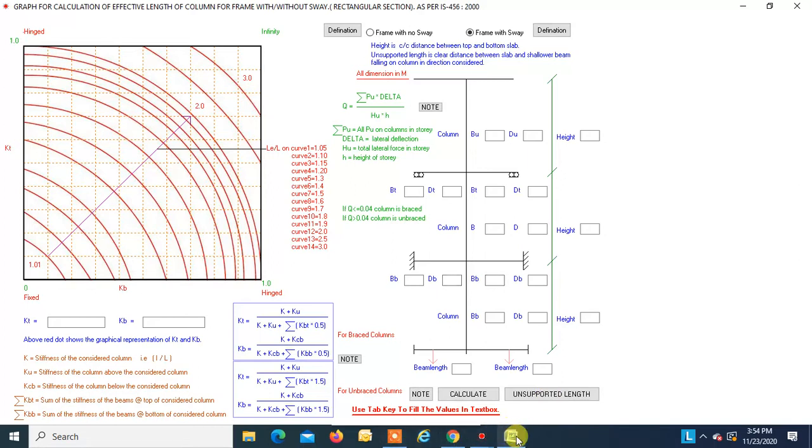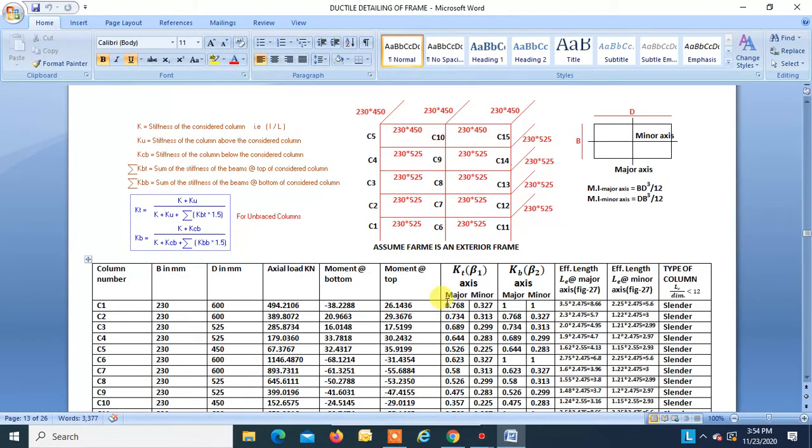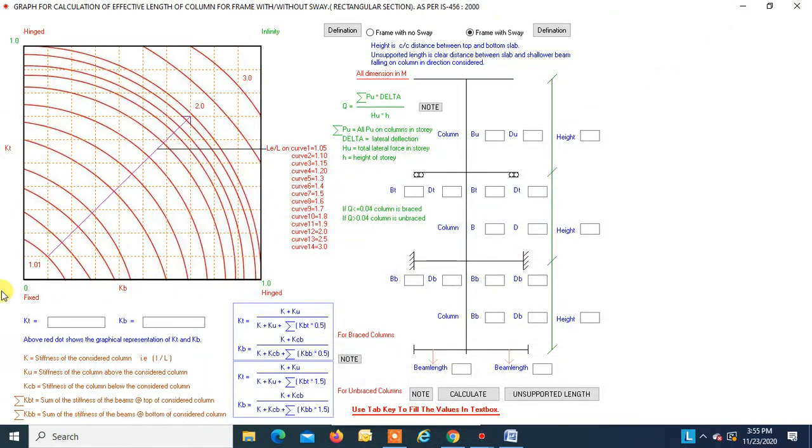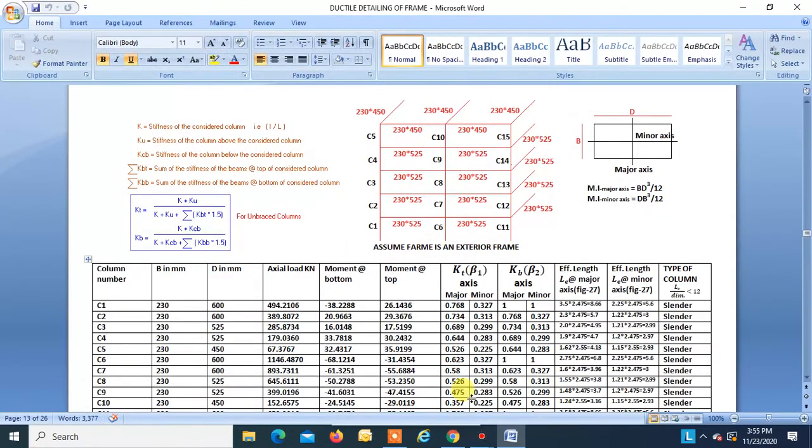So let us take first the major axis. KT is 0.768 and KB is 1, right? KB is 1, and KT is 1 2 3 4 5 6 7 over here somewhere, 0.768. When you see like this, then this turns out to be 3.5. So I have taken 3.5 into unsupported length.